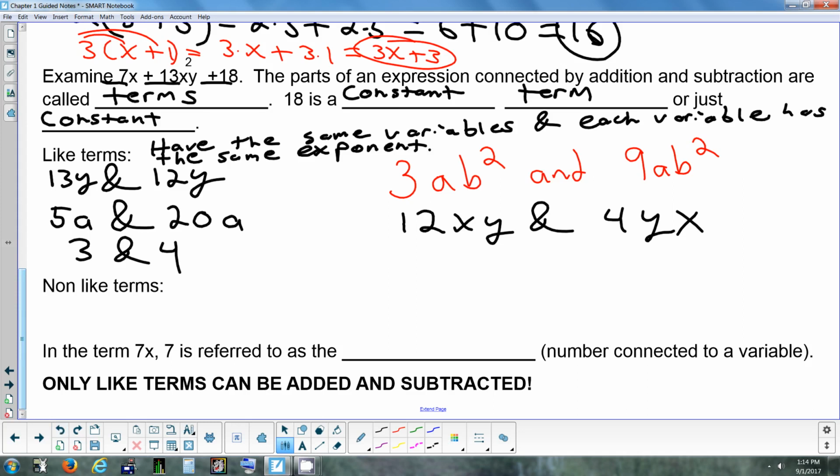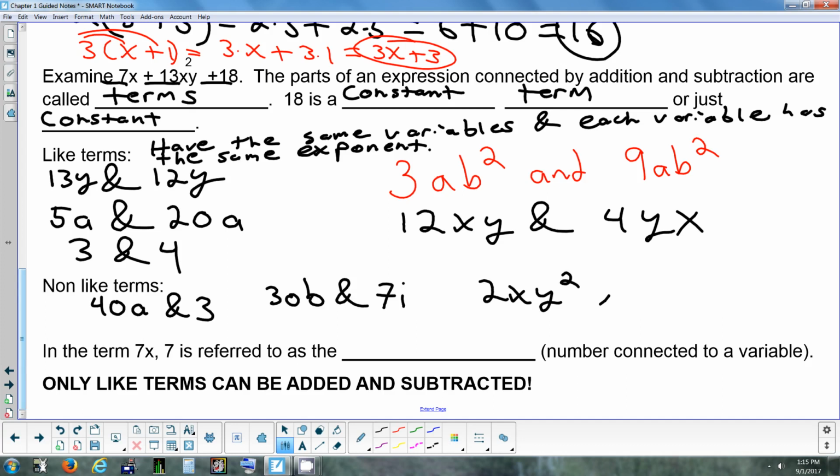Somebody give me an example of non-like terms. Joe? So I can run the board if you want. 40a and 3. I like it. You cannot combine those. Somebody give me another example of non-like terms. 40b and 7? 7i? Those don't have the same variables.